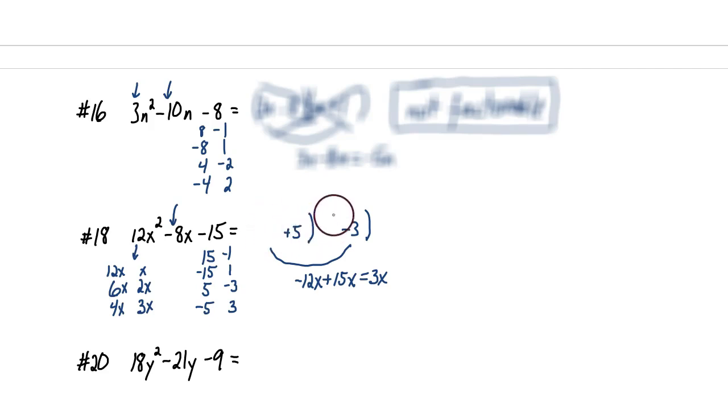Maybe we should not have used 4x and 3x to begin with. Let's erase those and try a different pair of numbers. Maybe 6x and 2x. Now let's do our outer and inner products again. 6x times negative 3 is negative 18x. 5 times 2x is positive 10x. These add together to make negative 8x. Hey, we lucked out. On our third try, we got the right combination of numbers. So our factored form is 6x plus 5 times 2x minus 3.